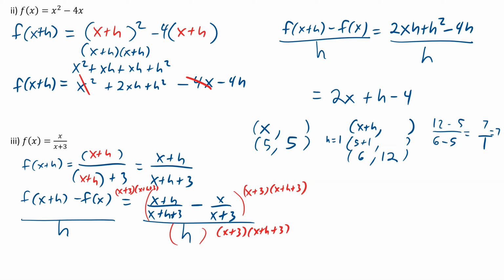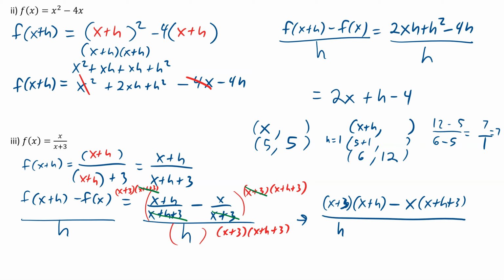And what that does is allow us to cancel it. So the x plus 3 will cancel. The x plus h cancels. And we end up with x plus 3 times x plus h minus x times x plus h plus 3. Now don't distribute the bottom.